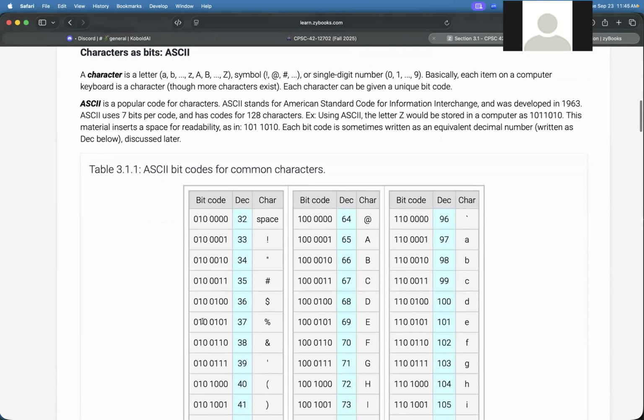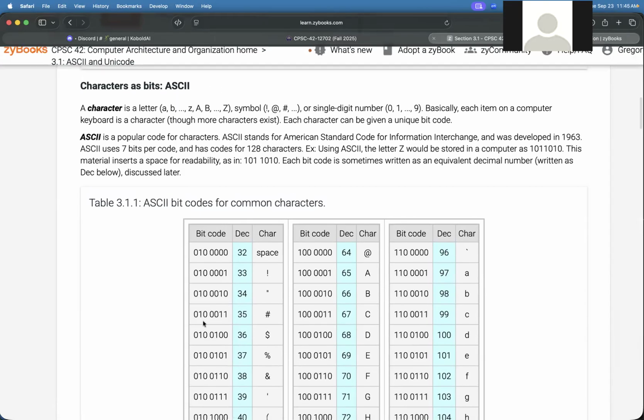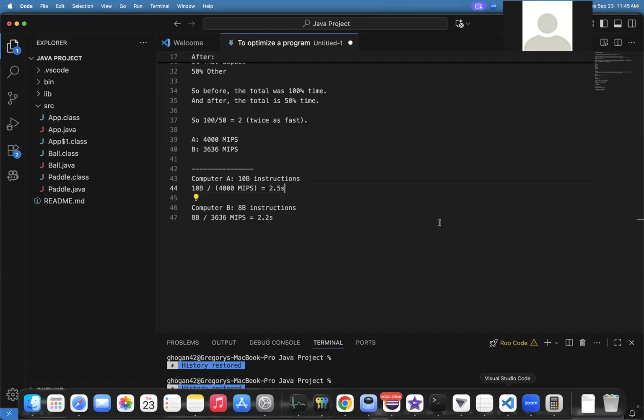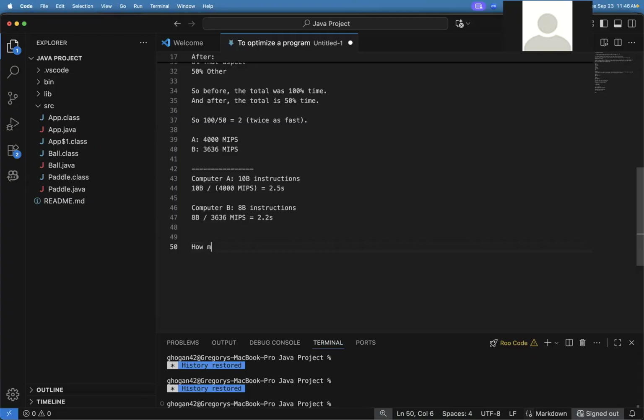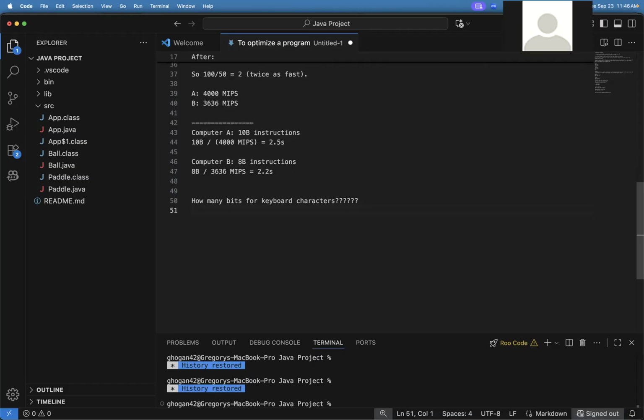Now, ASCII. You probably have seen this if you took CPSC-06 or 14 here. I think it's in the Xi book for that as well. But an old standard for text was ASCII. Back when computers were new, they were trying to figure out how many bits to use for characters on a keyboard. And if you think about it, how many bits for keyboard characters? How many do we need?